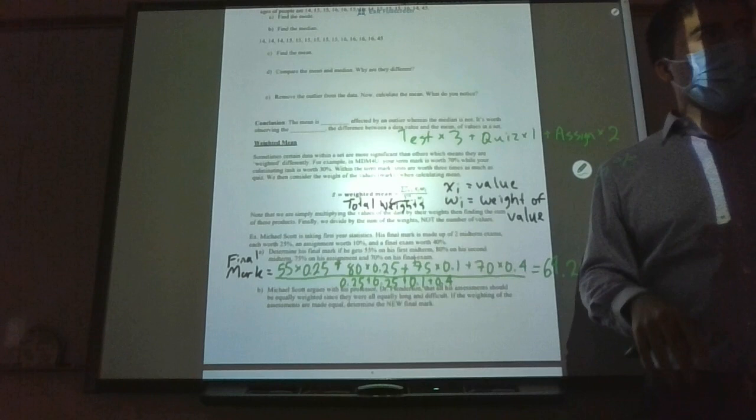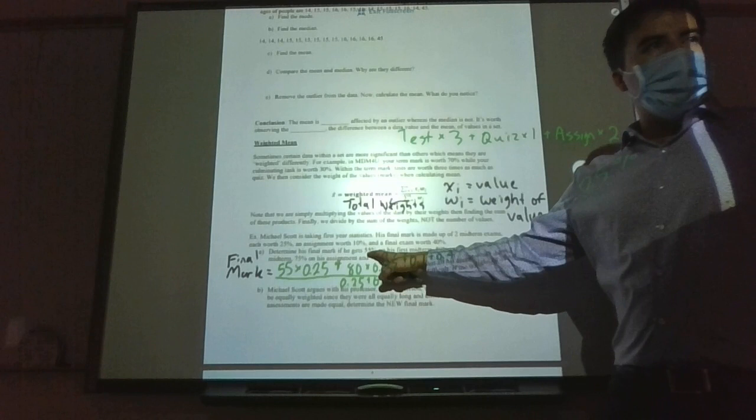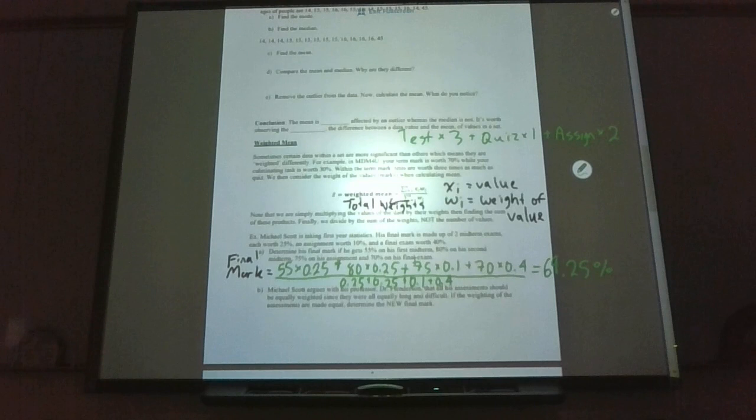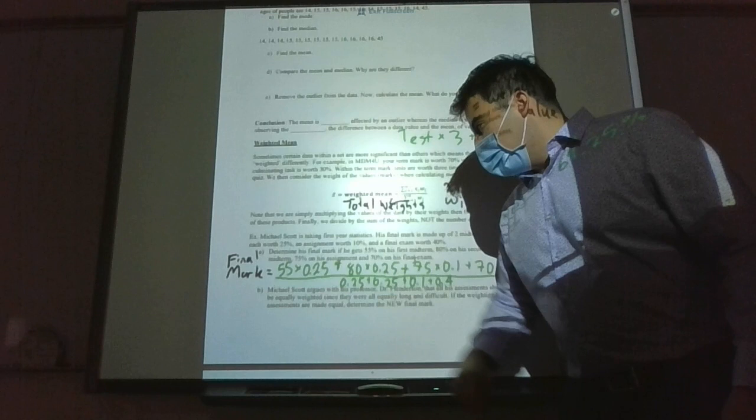So you look at this and say, okay, well, he kind of did not do well on that one, 55%, but he did well on the other one. So it's almost like they balance out. So I just roughly in my head, I think 55 and 80, what's between them, somewhere close to 7, right? We're getting close to 70. And then we add on the 75%, which is really good. But remember, that's only worth 10%. So we can't put the same weight on it.